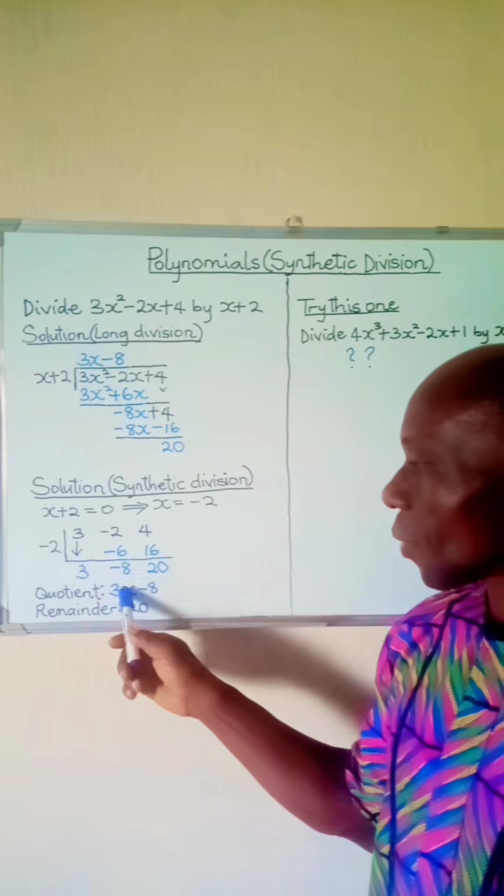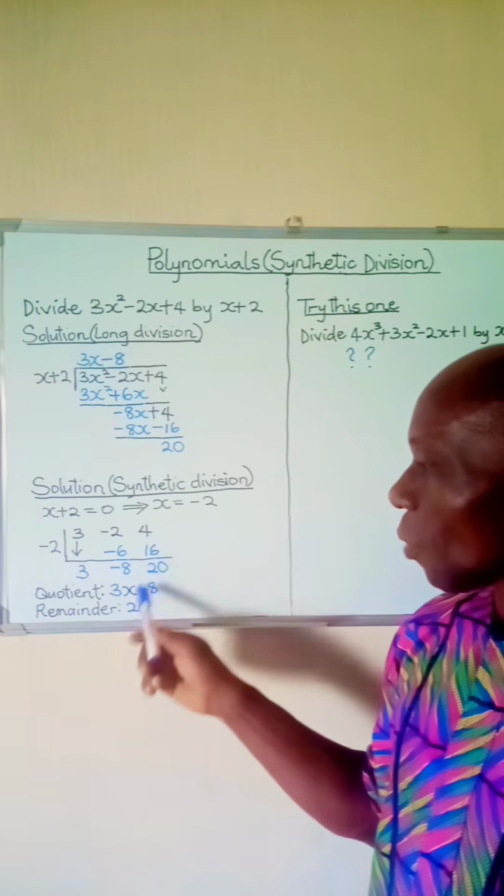We simply attach x here and then bring minus 8, while the remainder becomes 20.